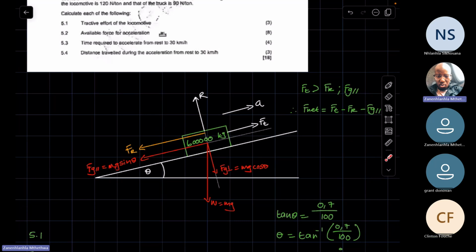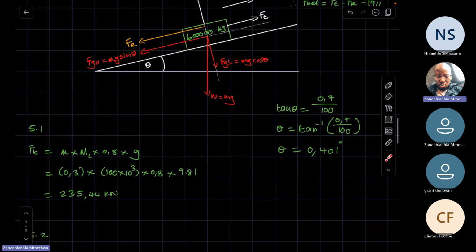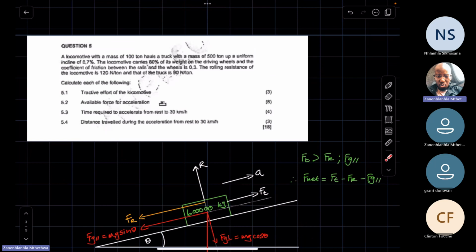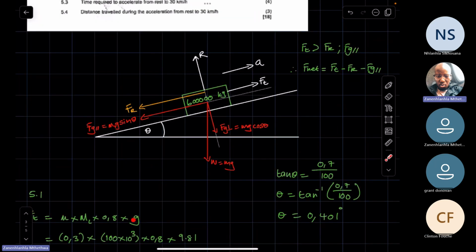Okay. To calculate the tractive effort, you only use the mass of the locomotive. So it's just for the rest you would use the total mass. Yes, exactly. So what this should tell you is that the formula to calculate the tractive effort is only this one, where the mass will always be the mass of the locomotive.